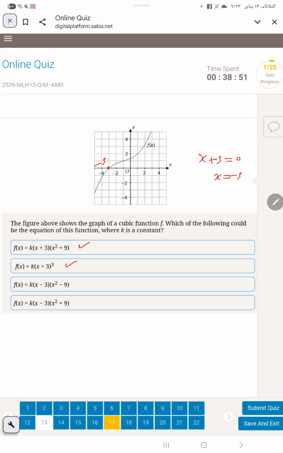But which one do we choose? For option number 1, on the bracket we have a cube here. For option number 2, on the bracket we have a square. And this means that the curve touches the x-axis at -3. It does not intersect, it touches. That's why you have to choose option number 1. And that is the answer.